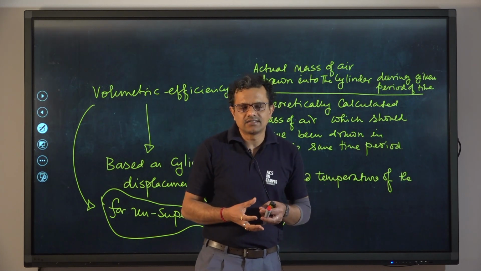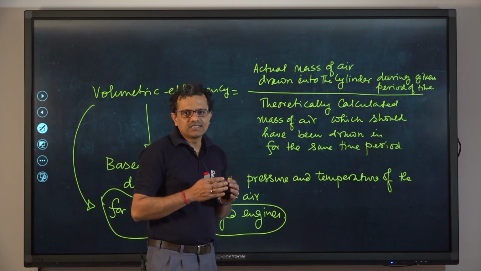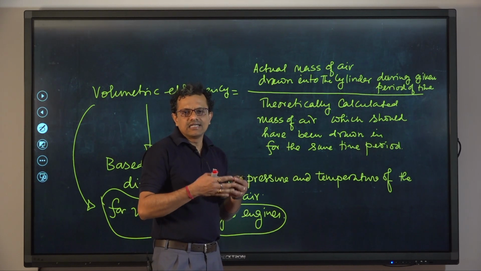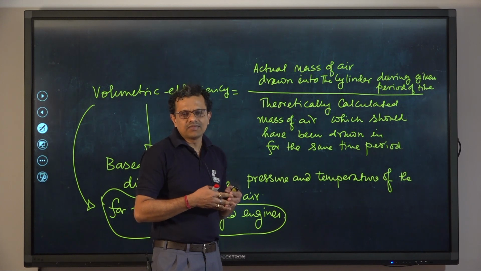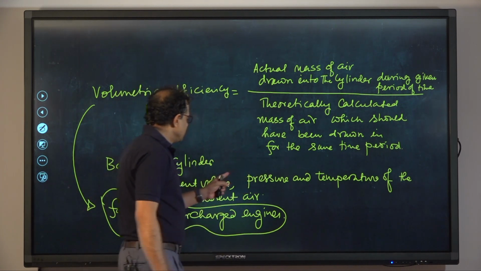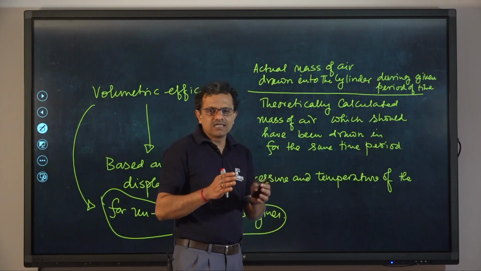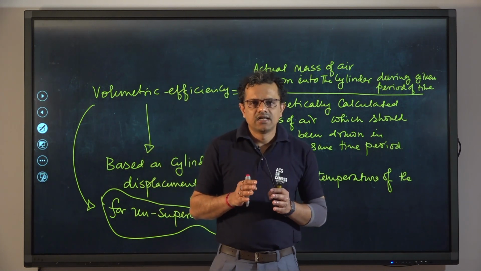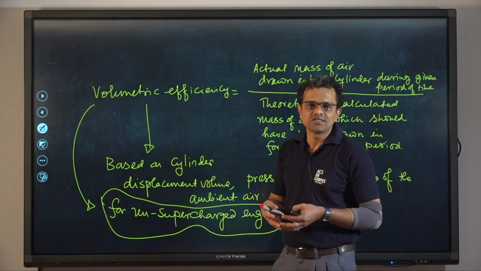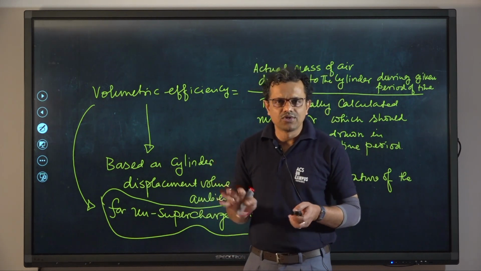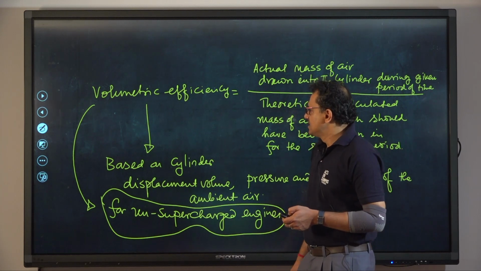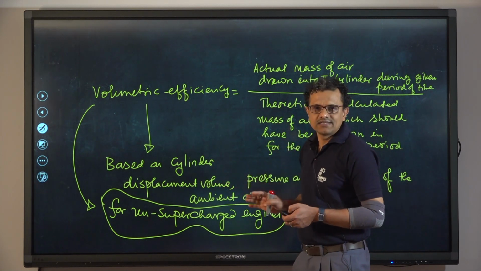So, if we somehow integrate a supercharging unit to any engine, then that engine is called a supercharged engine, and for a supercharged engine we need to know the pressure and temperature of the air in the intake manifold. It is not the pressure and temperature of the ambient air, but certainly the pressure and temperature of the air in the intake manifold. So, that is the difference. Okay. So, now the question is, volumetric efficiency should always be less than 1.